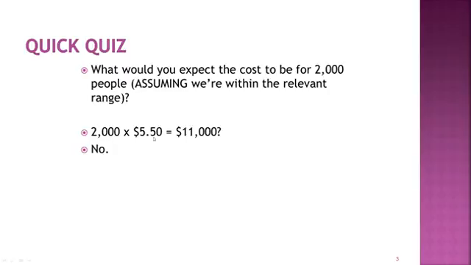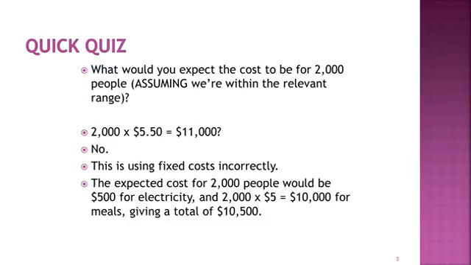We could look at 2,000 times 5.50, so that would be $11,000. Is this correct? No, it's not, because we are not using our fixed costs correctly. Remember, the fixed costs remain fixed. So they're $500, whether we have 1,000 people or 2,000 people. So the expected cost for 2,000 people would be $500 for the electricity, and 2,000 times 5, which is 10,000 for the meals, giving a total cost of 10,500. So this bottom sentence is now using the fixed cost correctly.